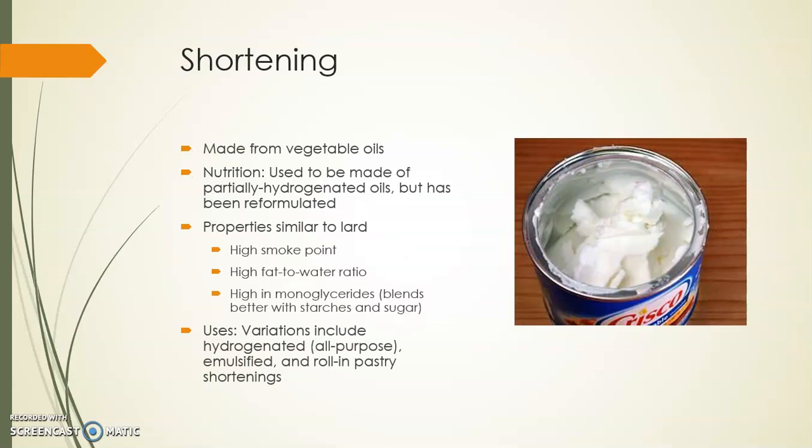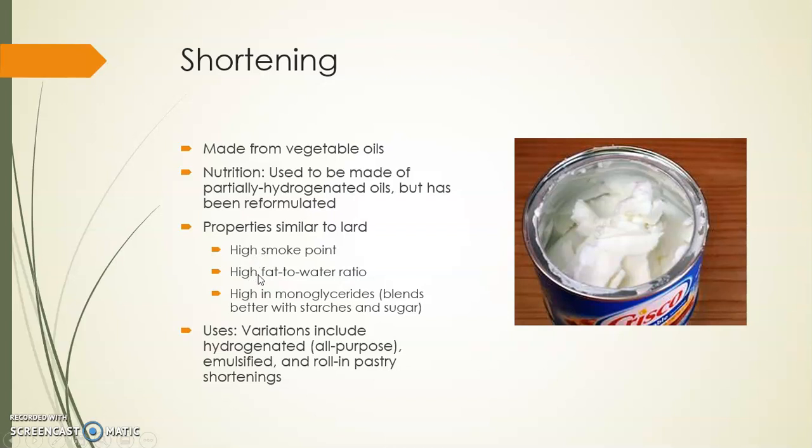Shortening is very similar to lard, except that it's made from vegetable oils, and manufacturers will alter the oils so that it has pretty similar properties to lard. Shortening used to be made from partially hydrogenated oils, just like margarine, but it's been reformulated to be healthier for consumers. Like I said before, its properties are similar to lard. It does have a high smoke point, which means it's good for frying. It won't burn up as much as some of your other fats.